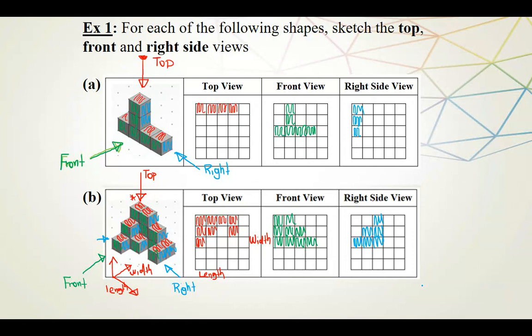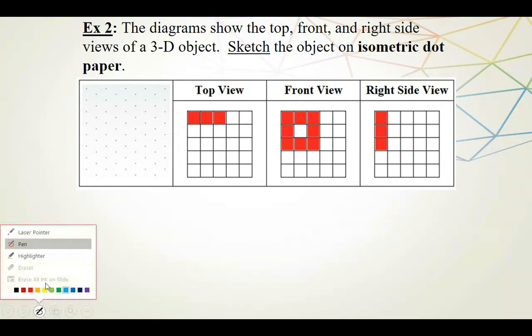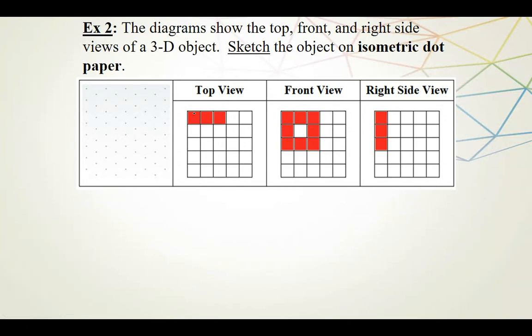Okay, so that's how you take a 3D object and draw the top, the front, and the right side views of that object. Let's say you want to go in the reverse direction, though. You have the top view, the front view, and the right side view, and you want to draw the isometric view of what this would look like. Okay, so let's go ahead and do this.